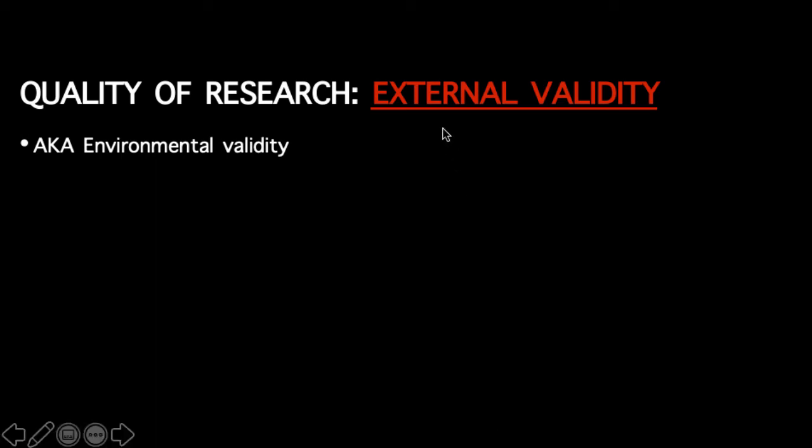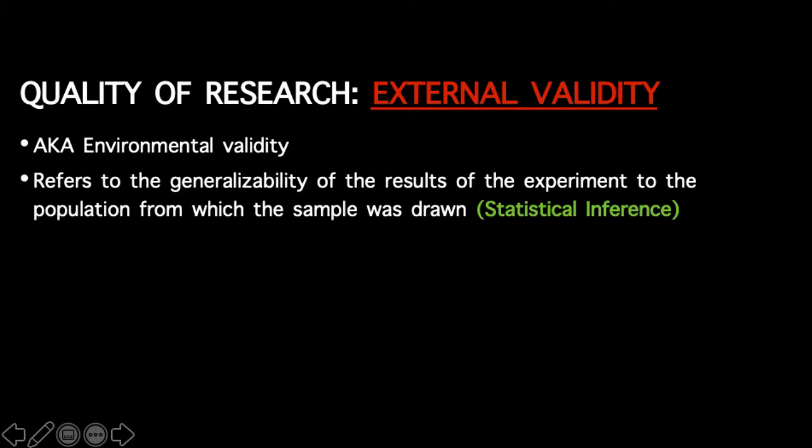The other thing that we need to consider is our external validity, which is also referred to as environmental validity. And this refers to the generalizability of the results. Okay, so this is what we call statistical inference. Do the results that you collected on your sample represent the population you are trying to target? Again, the population can be as specific or general as you want it to be, but the generalization that you make from your sample should be applicable to that given population.